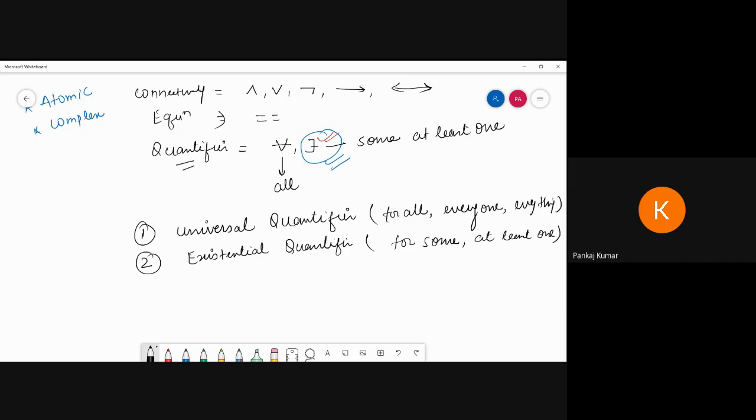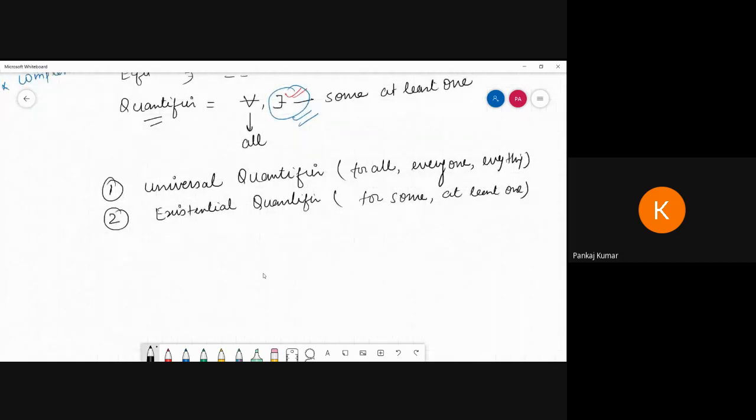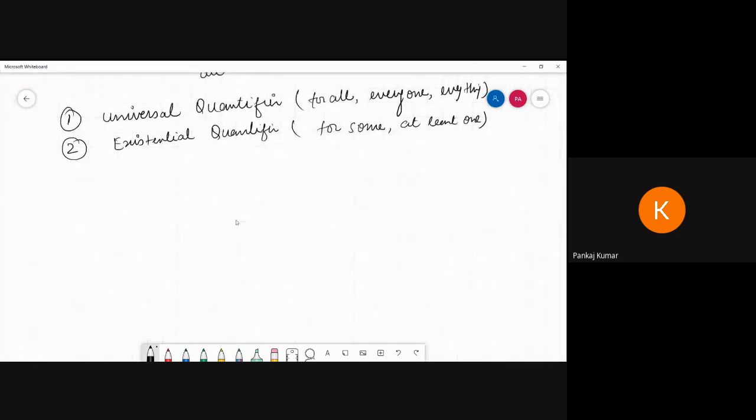And now I'm discussing one by one the universal quantifier and the existential quantifier. First we are going to discuss the universal quantifier. These things were already studied in DM, so don't be worried. Universal quantifier, okay, it can be represented like this.